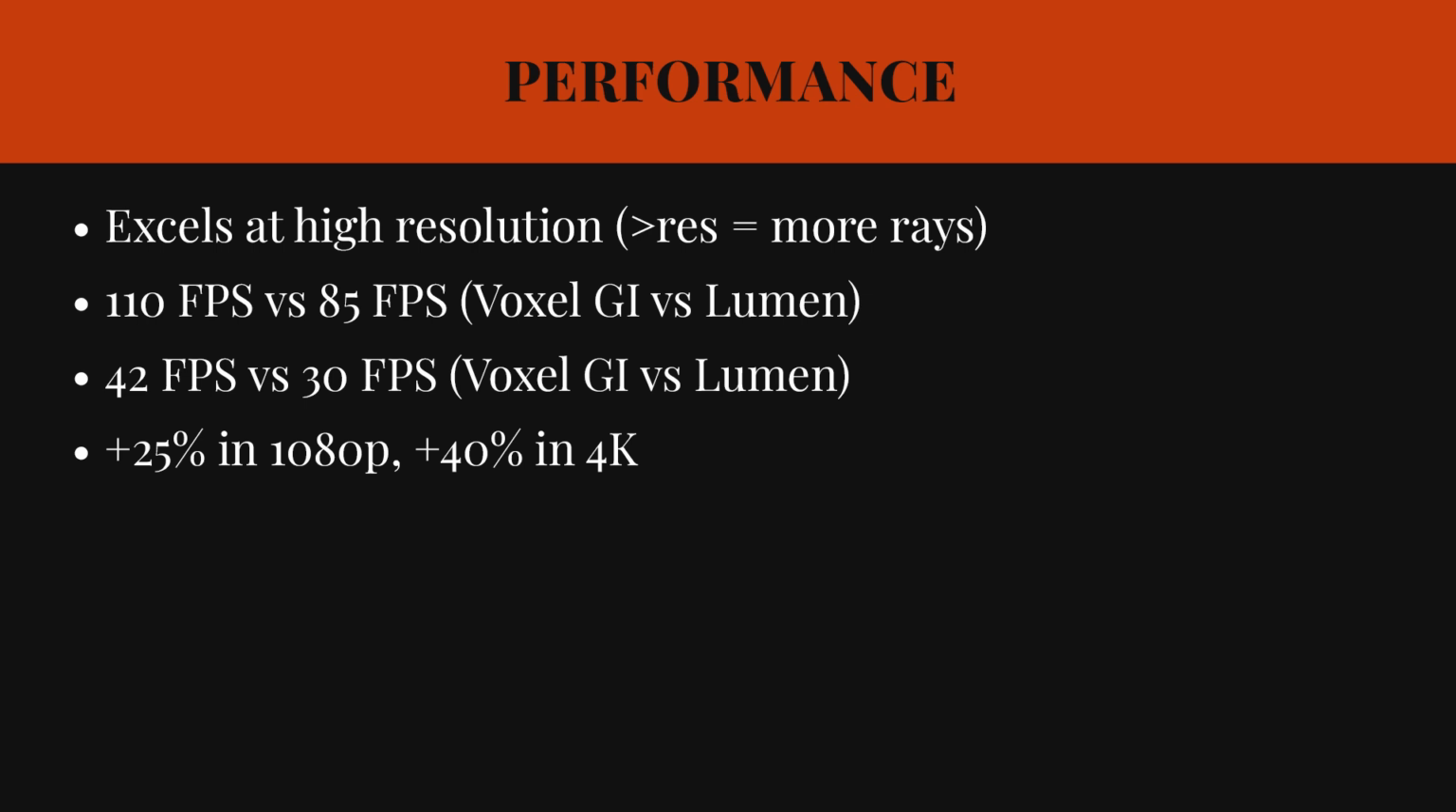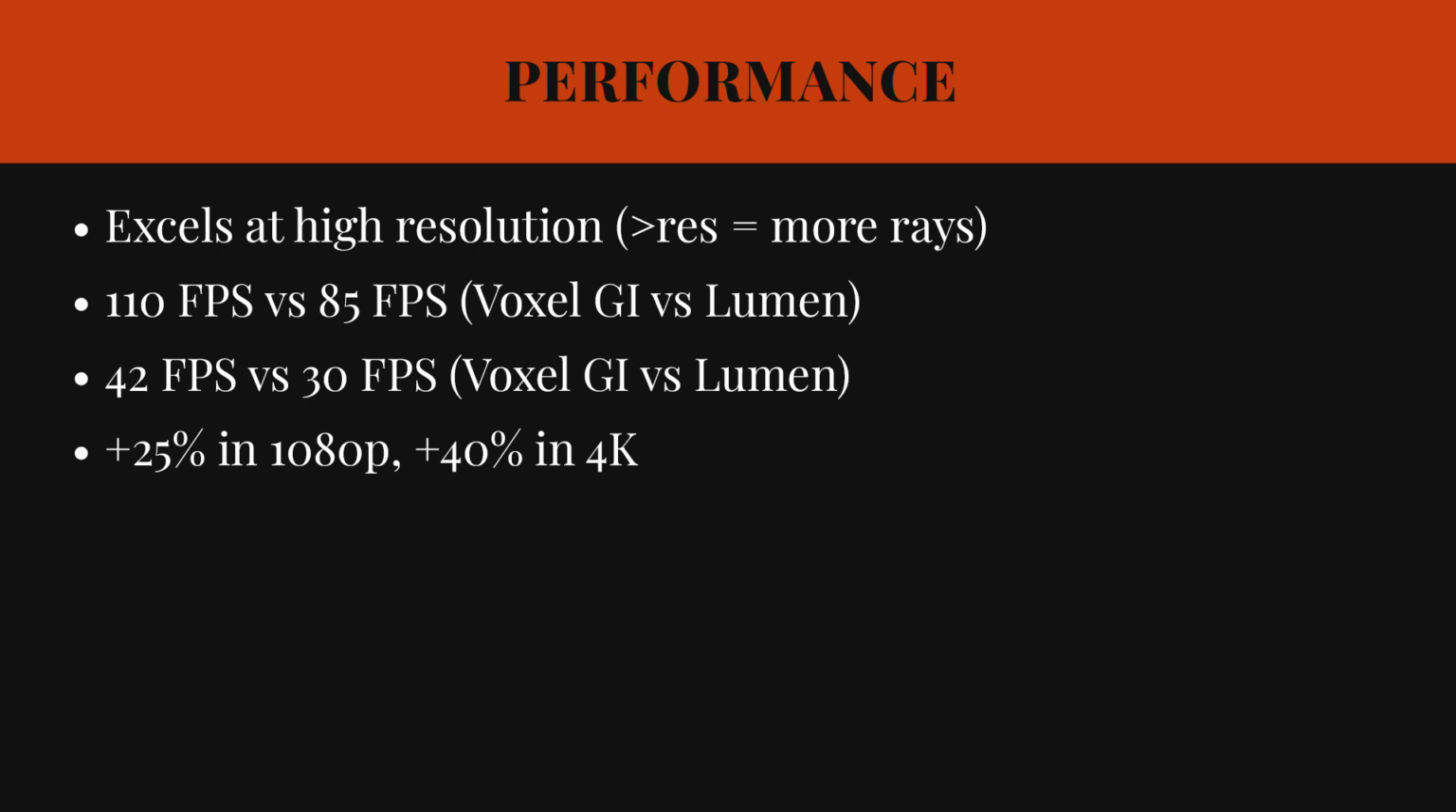In our benchmarks, at 1080p, we measured 110 frames per second with Voxel GI versus 85 frames per second with Lumen in the same scene under the same lighting conditions. That's a substantial gap even at a relatively modest resolution. At 4K, that comparison becomes 42 frames per second with Voxel GI versus 30 frames per second with Lumen.